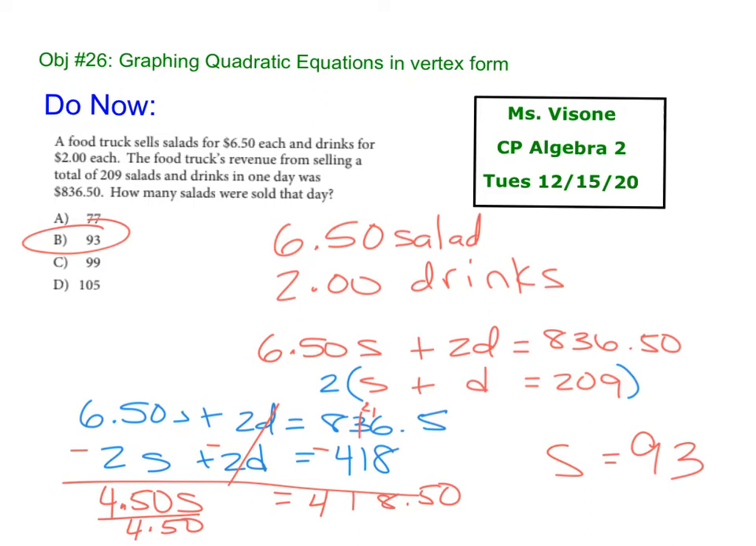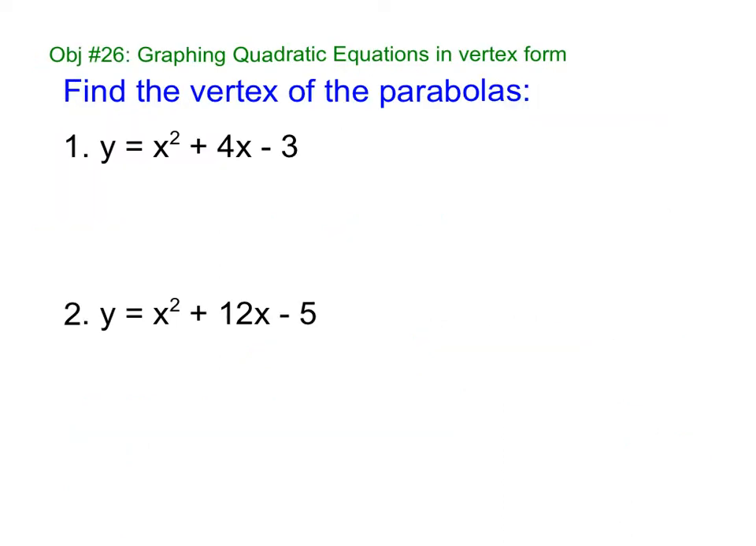We learned that in Algebra 1. It's not going to go away. We need to practice that if we want to do well on our SAT.